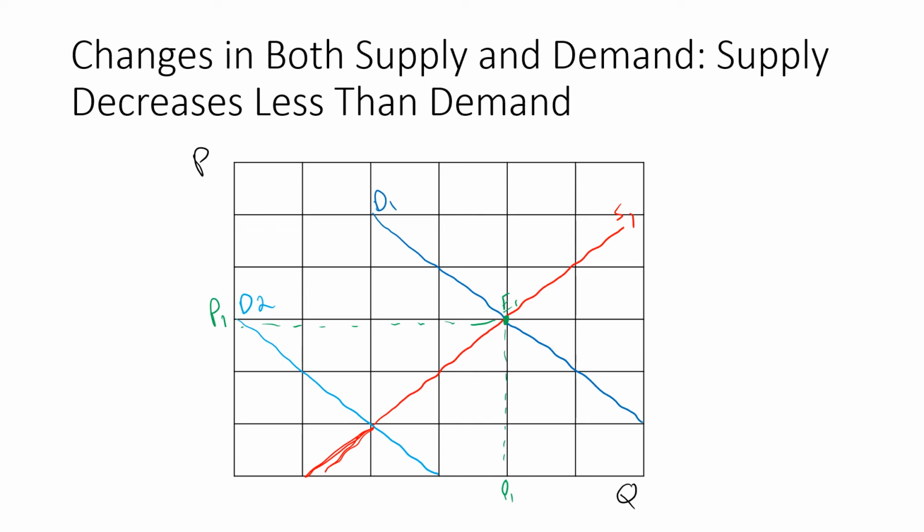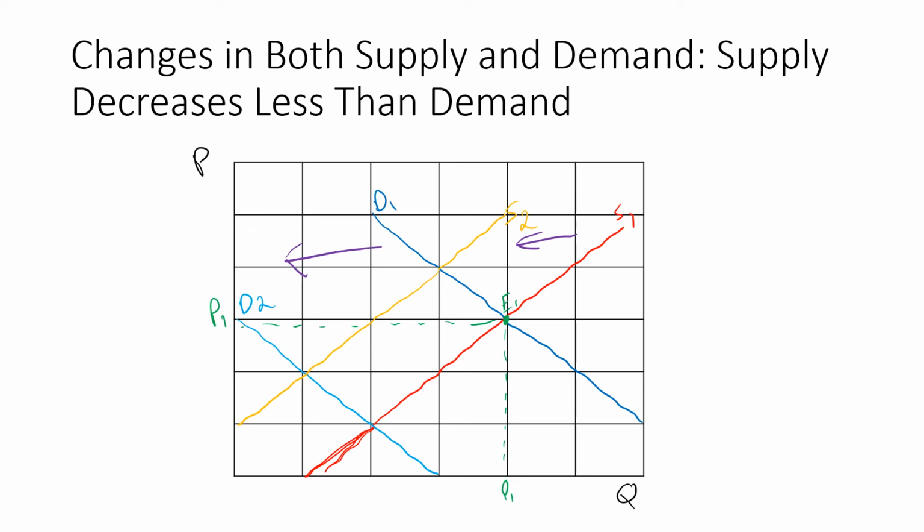So now let's do supply with a decrease of simply 1 grid line. Supply 2. Okay, so we have supply shifting to the left. We have demand shifting to the left. But supply was less than demand as far as the shifting to the left.